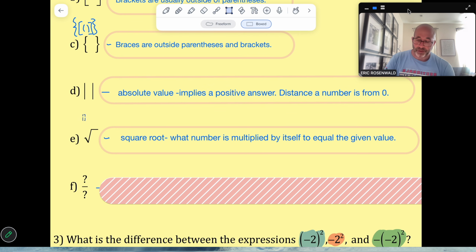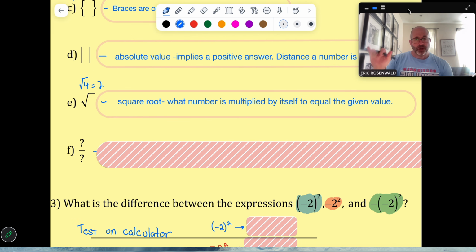So for example, if I was to say the square root of 4, what number got multiplied by itself to equal 4? Well, that's simple. That's just 2.